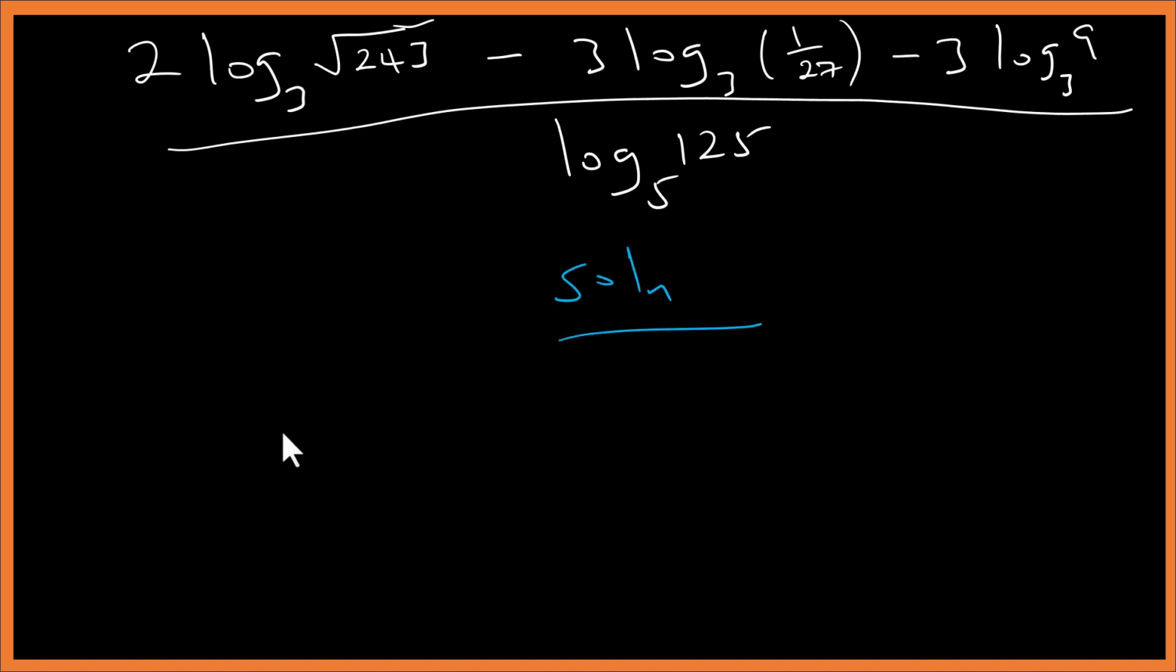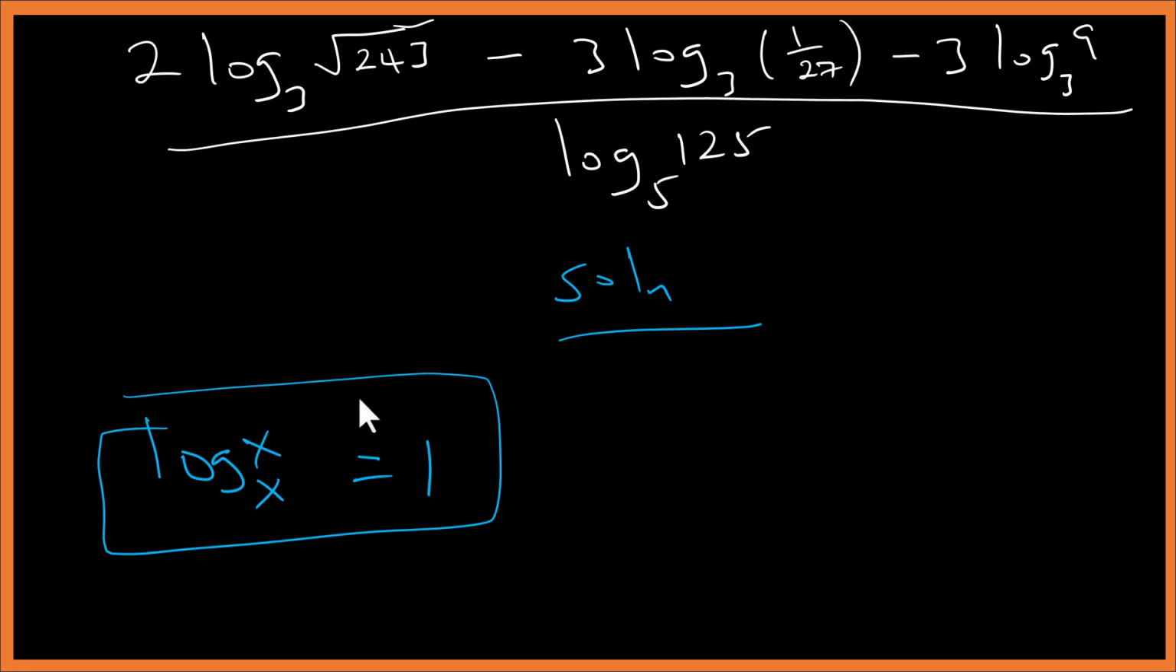Now before we proceed, when we have log x to base x, the answer is 1. So the logarithm of a number to the same base as the number is 1. Now this property is very, very powerful. When you're given log 6 to base 6, the answer is 1. So we are going to use these properties here.